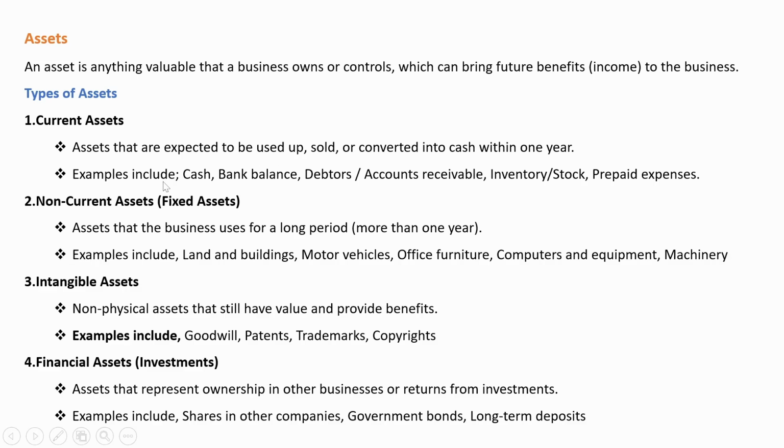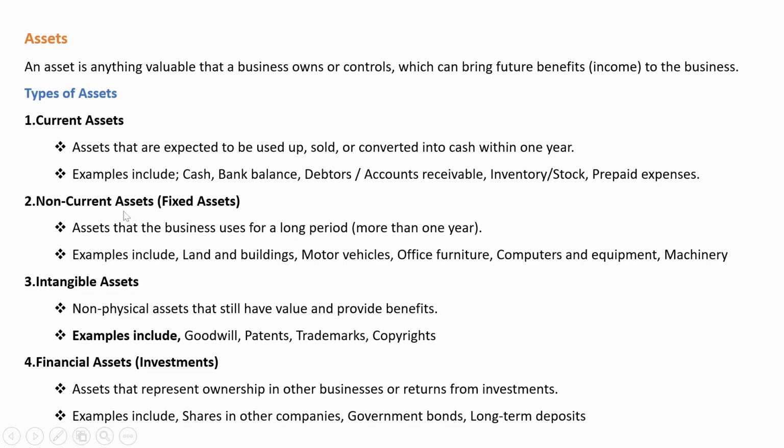We have examples of current assets: cash, bank balance, debtors, accounts receivable, which refer to the same thing, inventory or stock, and prepaid expenses. If you sell goods on credit, we call that accounts receivable or debtor. You want the debtor to pay you as soon as possible. You don't want them to go a year without paying you. So it is a current asset because you expect payment within 1 year.